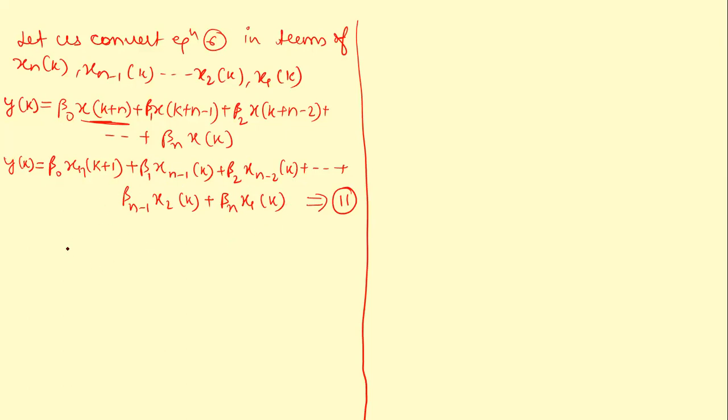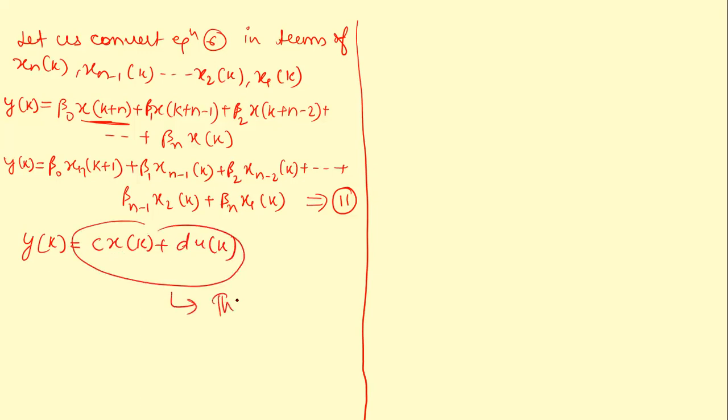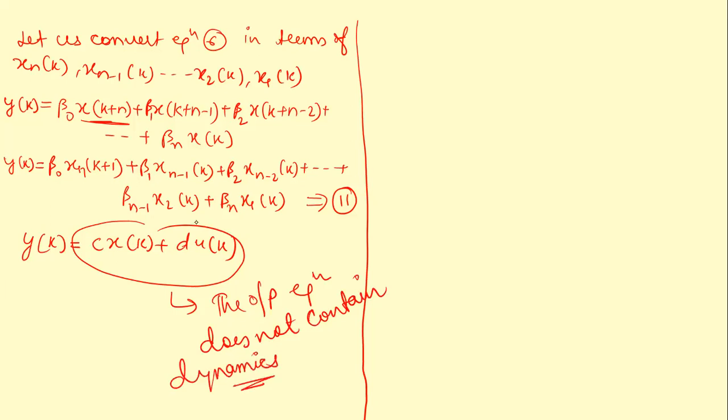Now the output equation of a state model, yk, is generally given by Cxk plus Duk, right? So this is the standard form. You can see the output equation does not contain dynamics, right? It does not contain dynamics.